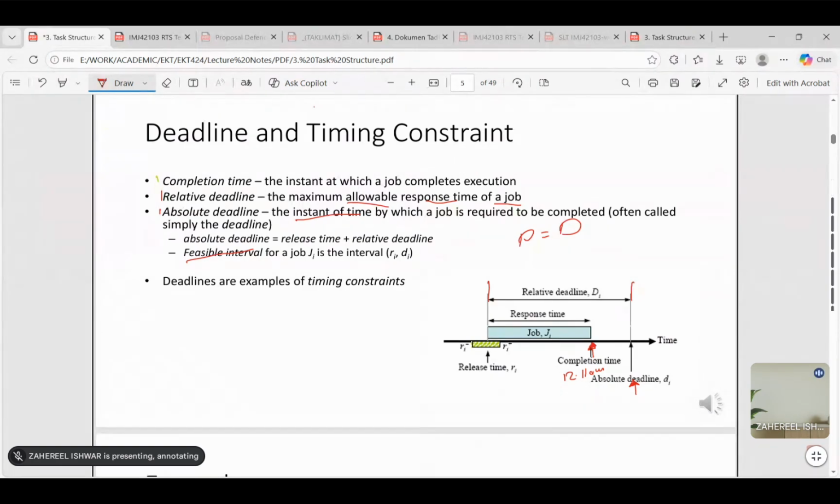Let me give you a hint. Now, which of the two questions is valid? What is the absolute deadline of task number 1? Now, the second question is, what is the absolute deadline of job number 1 of task number 1? Which of these two questions are valid? Will the absolute deadline of job number 1 and job number 2 of task number 1 be the same?